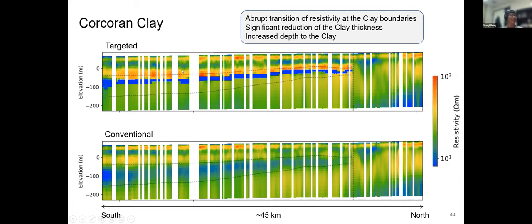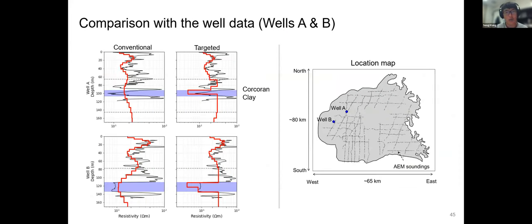But sometimes it's hard to know whether this one is better or that one is better, because the two resistivity models are equally fitting the airborne EM data. So that was the reason why we need the high quality well data, but at few locations. So this is a comparison of the inversion result with the well data.